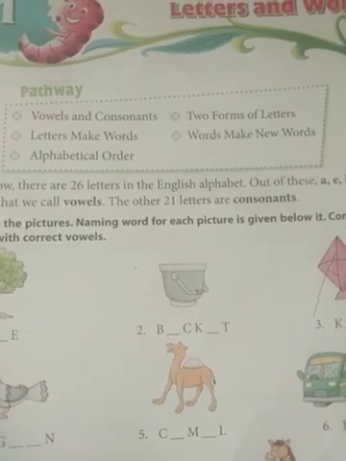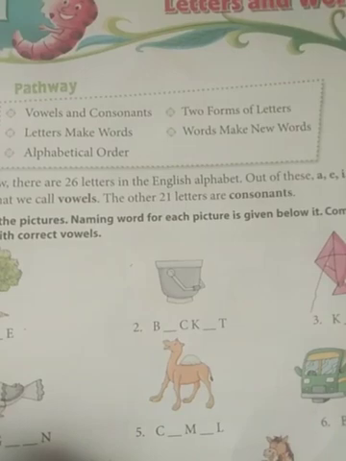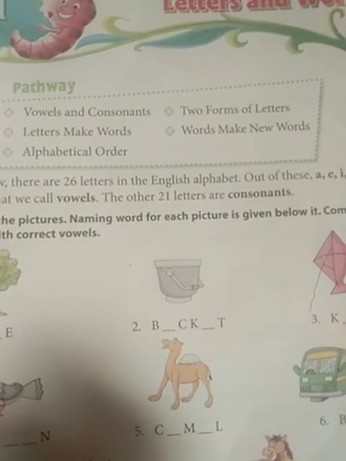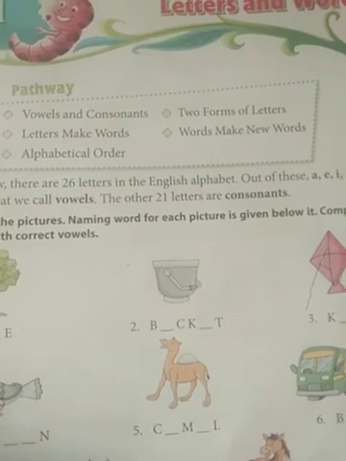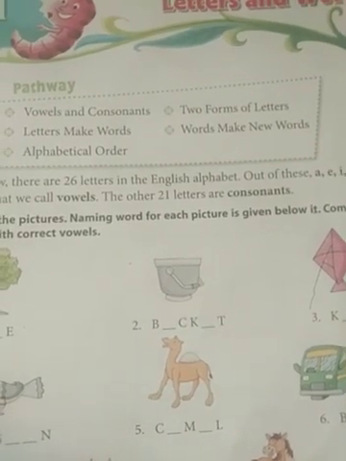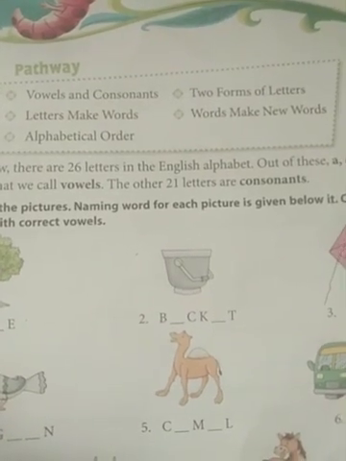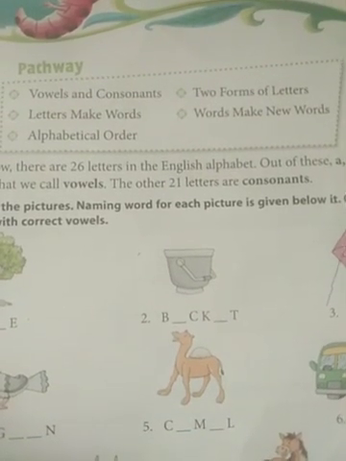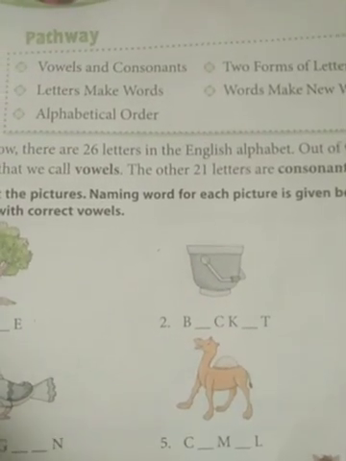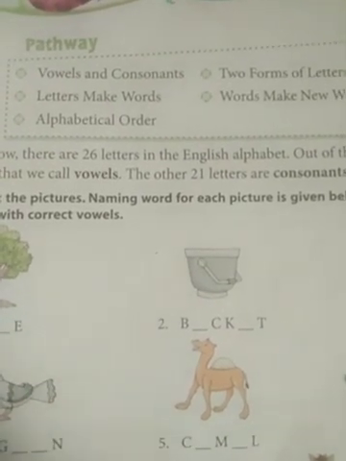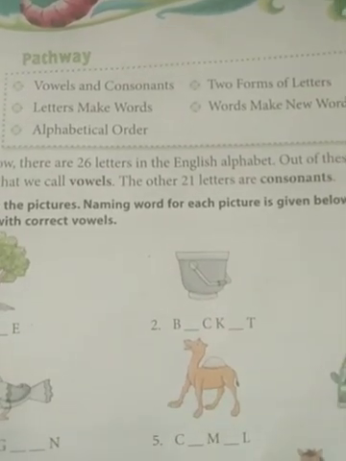Then I'll take 4 letters. 4 letters also you can take. 5 letters also you can take. 5 letters, 4 letters, 6 letters. When the letters come together, they form a word. It means in this lesson, we have seen the alphabet, letters and words.